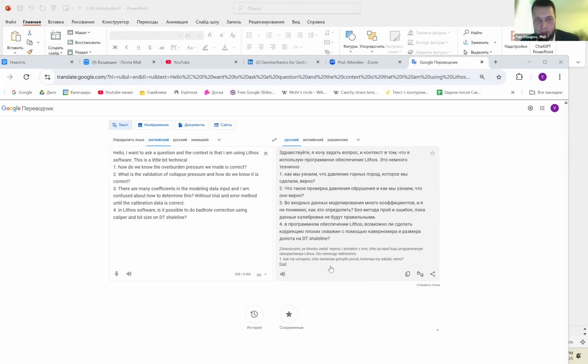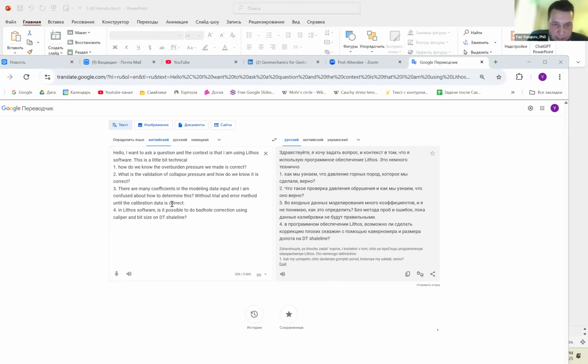the collapse pressure. Collapse pressure, this is a shear failure pressure. This is the minimum allowable pressure. If we have mud weight lower than collapse pressure, we will have breakouts. If our mud weight is more than collapse pressure, there will be no breakouts.